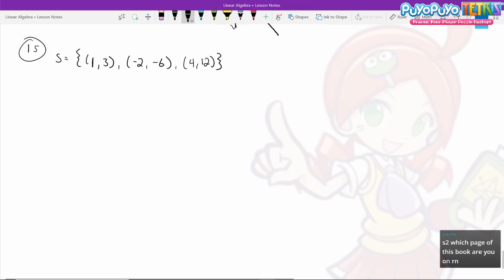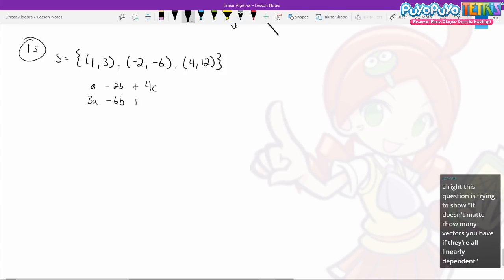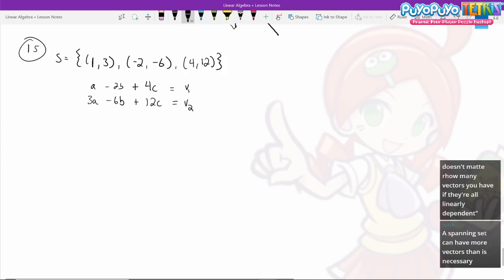Okay. Kind of weird, isn't it? Now, don't we have too many vectors? Do you really need all three? Well, wait. Let's not get ahead of ourselves. A. Well, I guess you could have extra ones, right? A spanning set can have more vectors than is necessary. Oh!